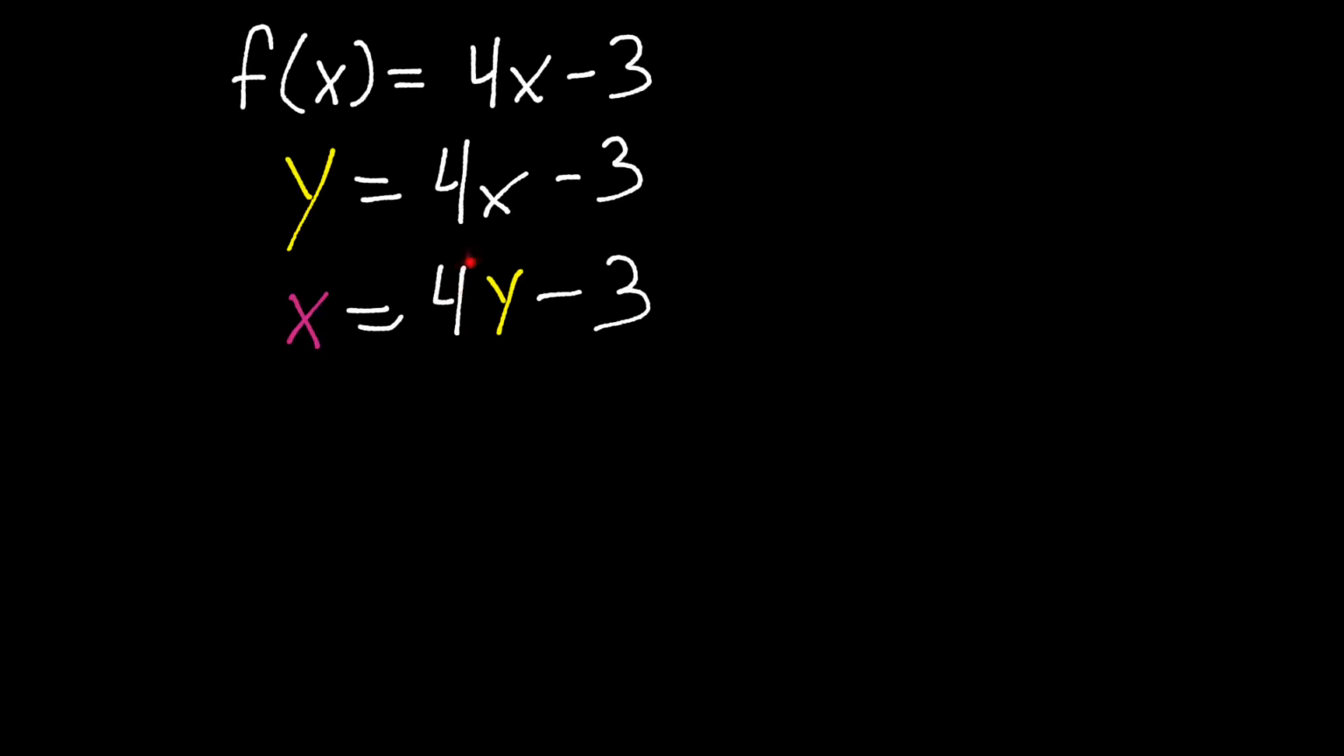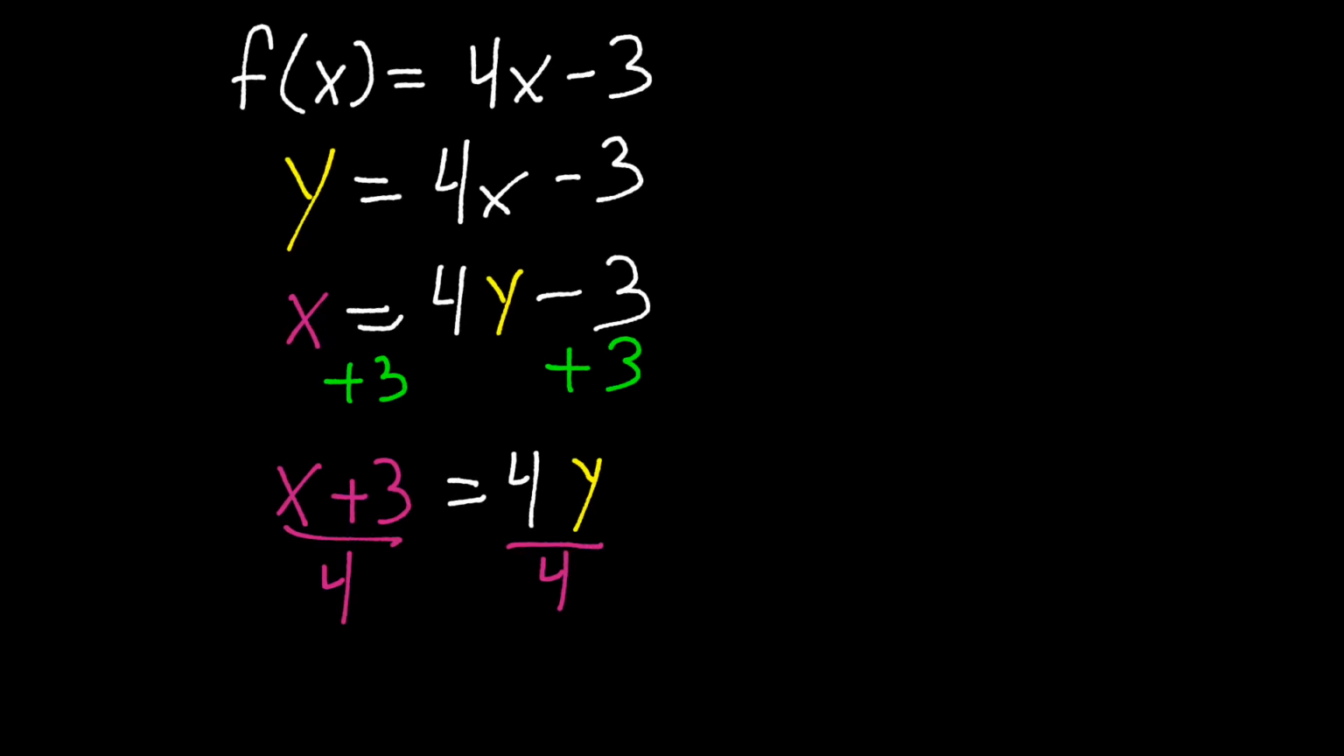Now, my goal is to get y alone. So I have to do some algebra to make sure that y is all by itself. I'm going to add 3 to both sides. That's going to give me x plus 3 equals 4y. And then how do I get y by itself from here? Well, since it's 4 times y, I'm going to have to divide by 4. So divide by 4 on both sides.